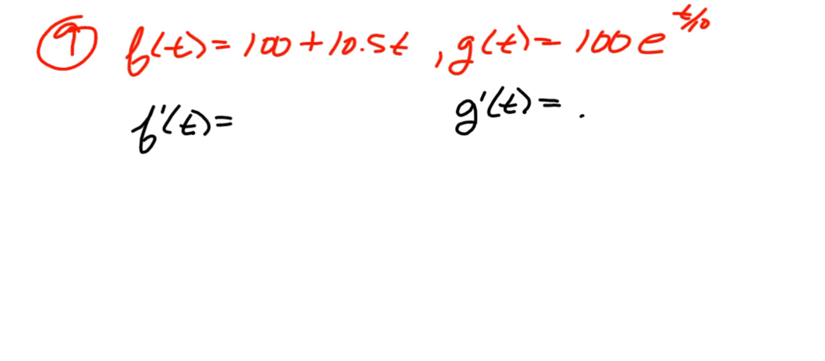Let's try this again. Number 9 says, the two functions f and g are given. Show the growth rate of the linear function is constant and the relative growth rate of the exponential function is constant. So they gave us two functions. We need to find and show the relative growth rates. So here I'm going to take the derivative of f, and when I do that, I get 10.5. And then if I take the derivative of g, I still get an e in the equation.